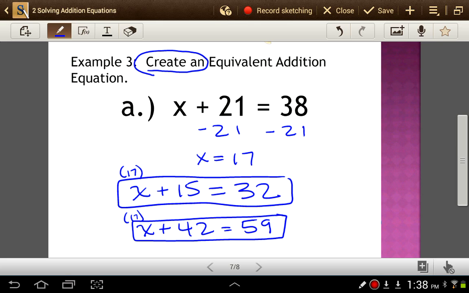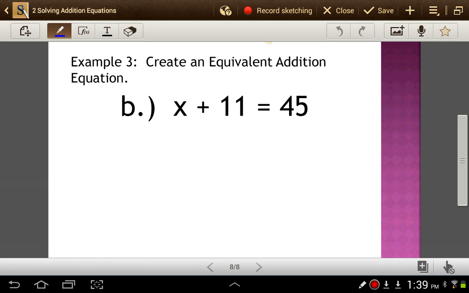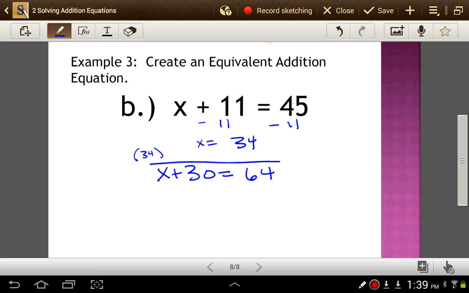Okay, I'm going to move on to B if you need to pause. For B, I have x plus 11 equals 45. So again, figure out what x equals. That is going to be 34. After I figure that out, now I can plug that in to see how it works. So again, here's an example. I can do x plus 30 equals, remember that's 34. If it helps, write that down. That equals 64. So x plus 30 equals 64. Or I could plug in x plus 19 equals, let's see, plug in the 34 there, and that is 53. So you get x plus 19 equals 53.